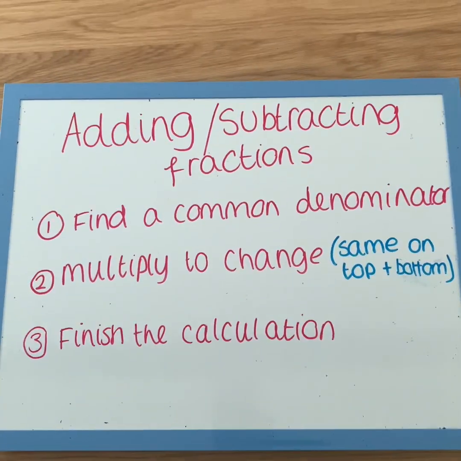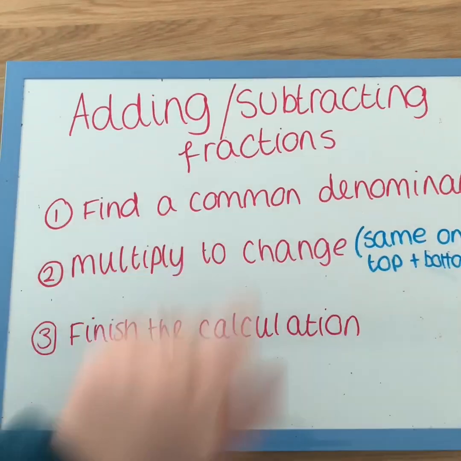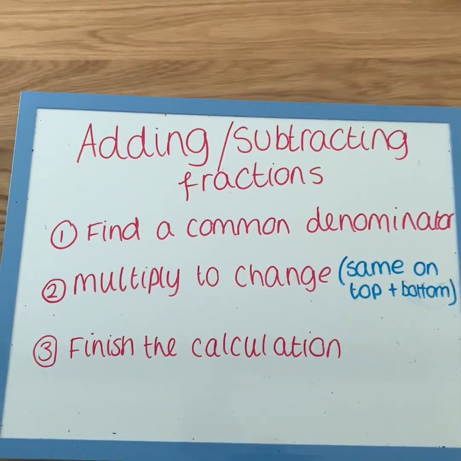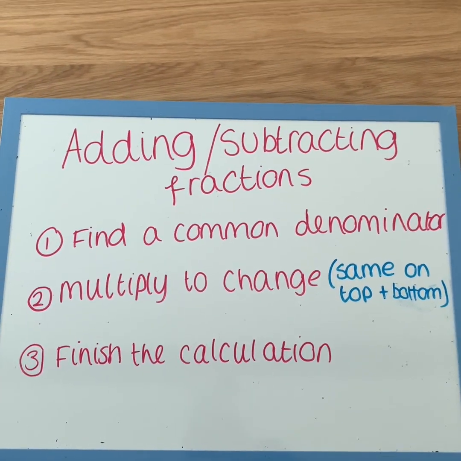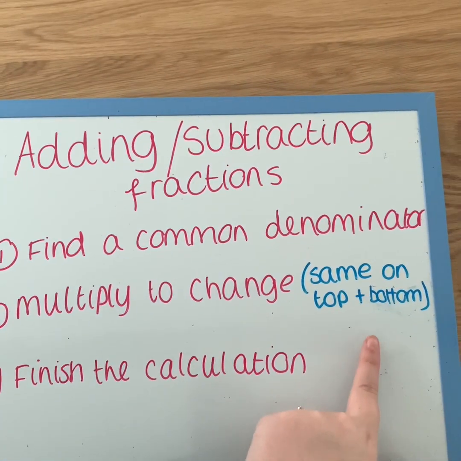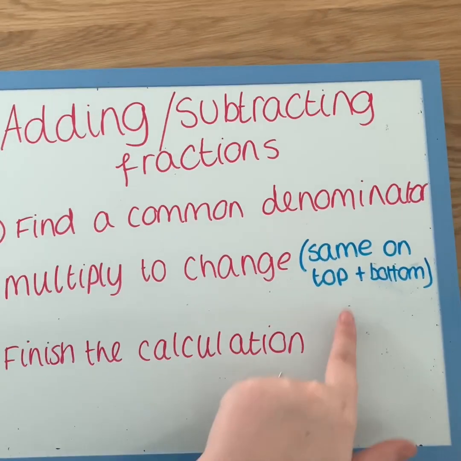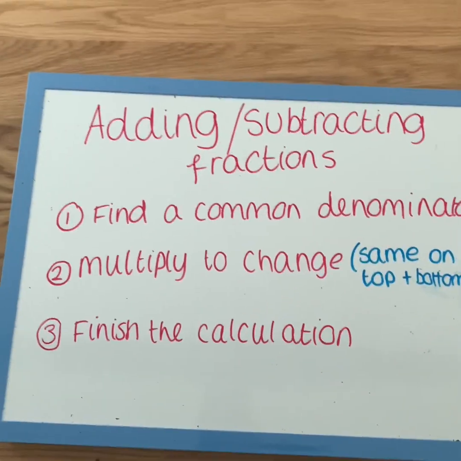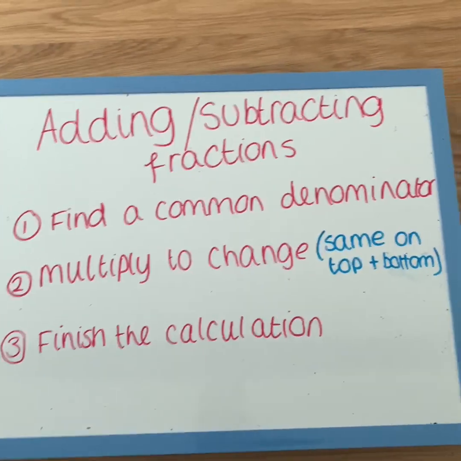So just as a quick recap, if we're adding or subtracting fractions, first we need to find a common denominator. And then we're going to multiply our fractions to change it, remembering to do the same to the top and the bottom. This is really important. And then, nice and easy, we just finish the calculation to find our answer.